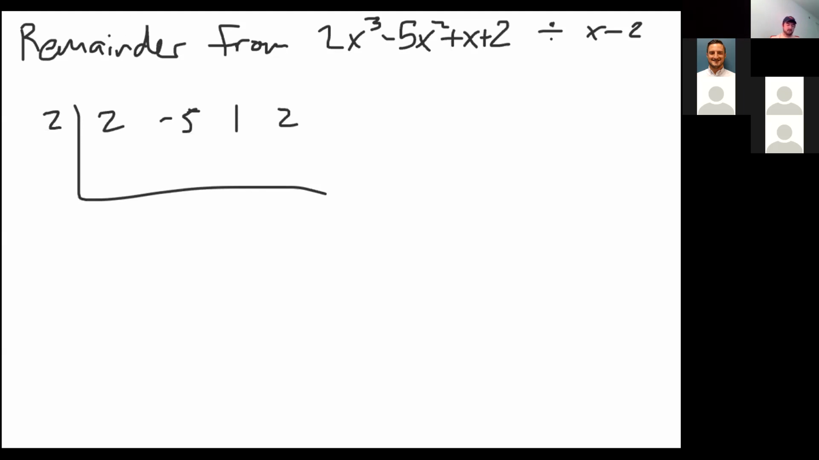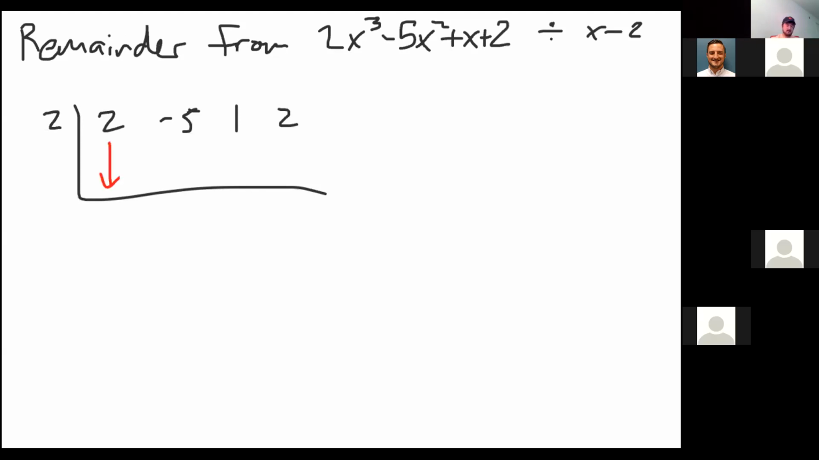The process for synthetic division is to drop down that first number, which is a 2. Then I move up and to the right to go to my next coefficient. Every time I go up and to the right, that's when I multiply by this root that I'm testing, which is 2. So 2 times 2 is 4. Then I'm always just adding the numbers together. So -5 plus 4 is -1.